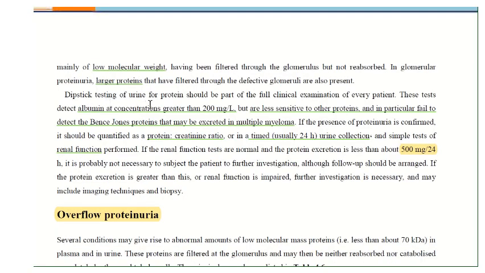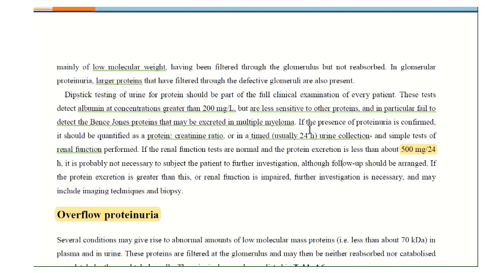Diagnostic testing of urine for protein should be part of the full clinical examination of every patient. وهذه التست detect الألبومين at concentration greater than 200 mg per liter، ولكن are less sensitive to other proteins, and in particular fail to detect the Bence Jones proteins that may be excreted في حالة multiple myeloma.